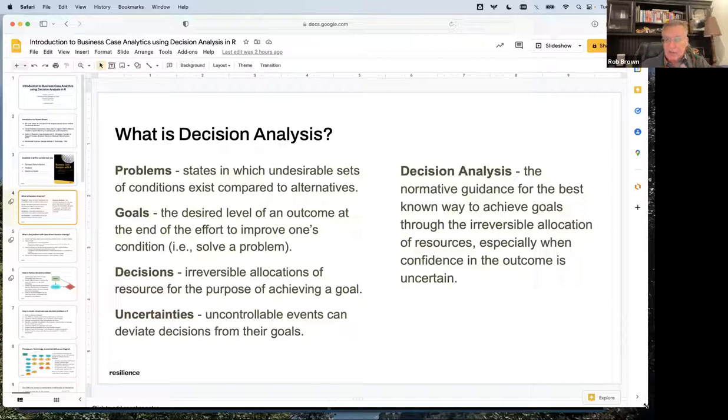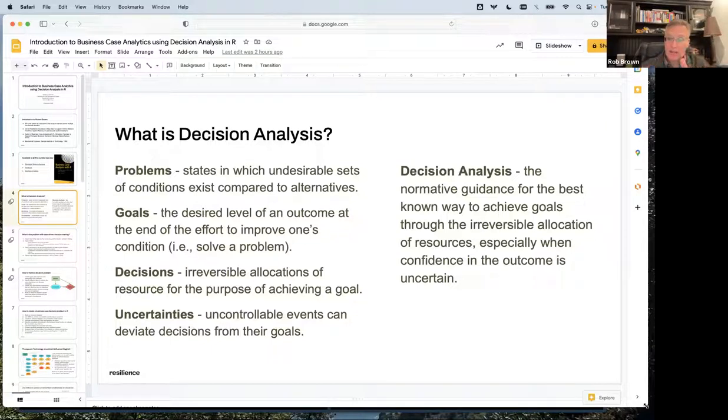The other thing that's very problematic in life is that we face uncertainties. That is, uncontrollable events that often cause the decisions that we make to deviate from the goals that we're able to achieve. So uncertainties are actually the sources of risk, risk being that likelihood or eventuality that we wouldn't achieve the goals that we want. All of these things are working together when we make decisions.